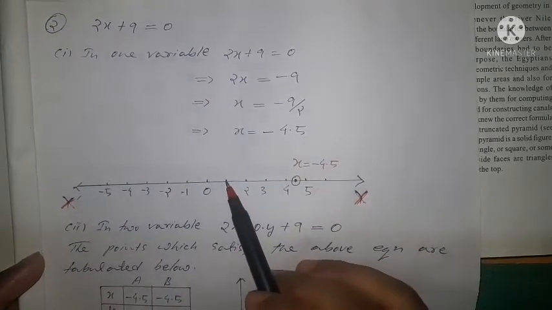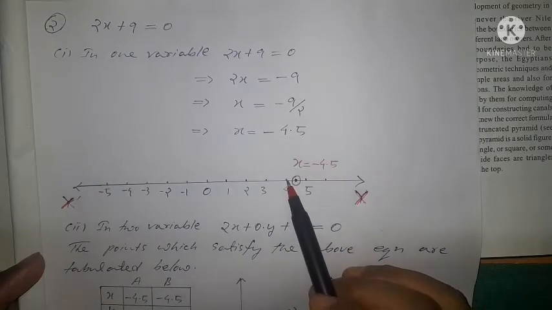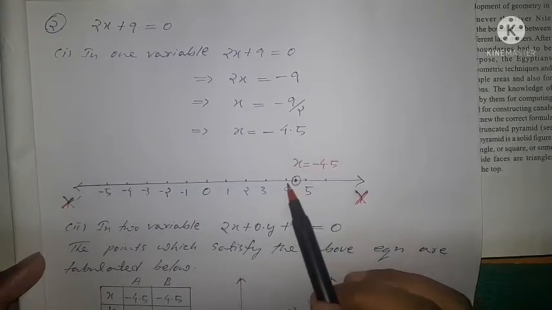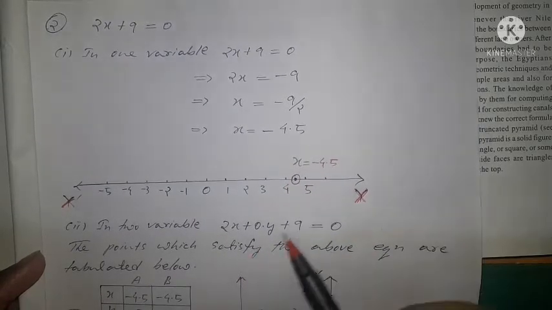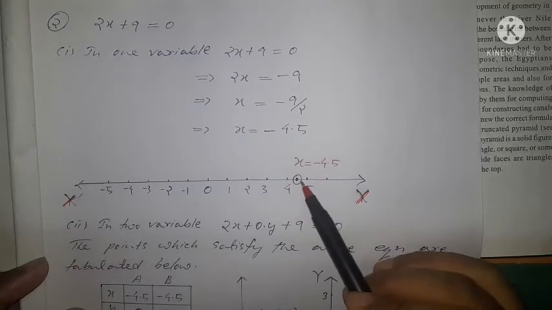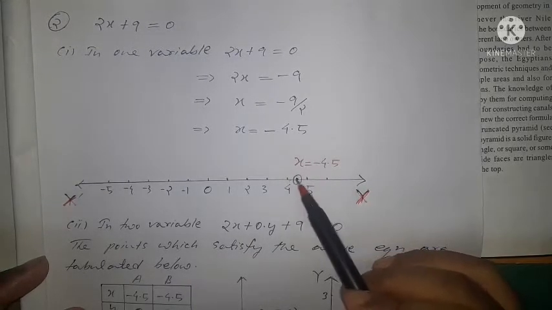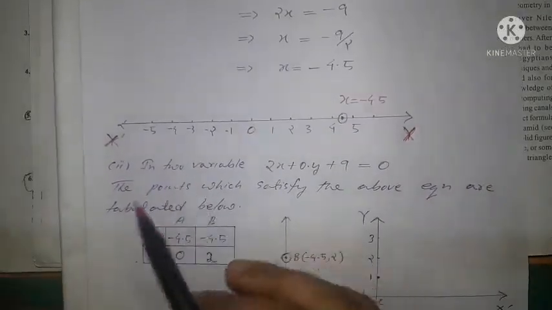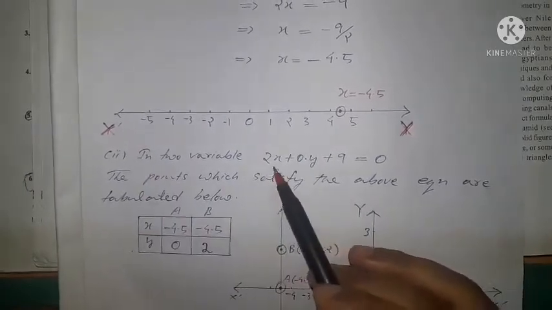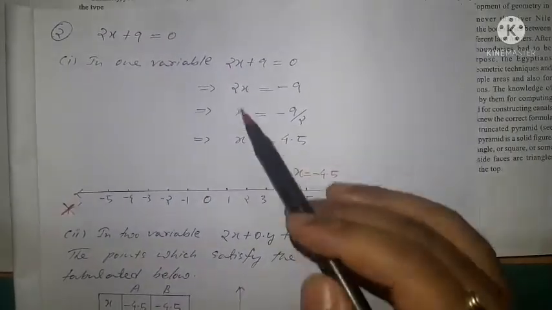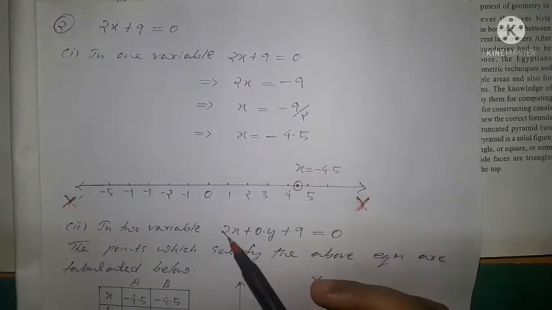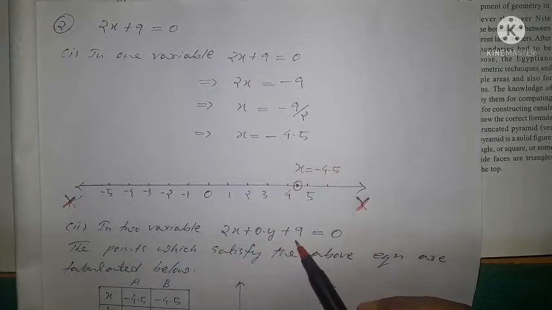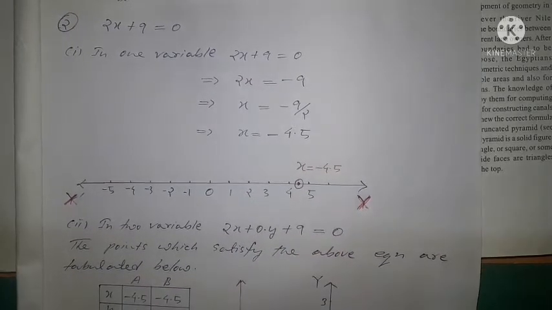As we can see, this is 1, this is 2, this is 3, this is 4, and this is 4.5, which is in the middle of 4 and 5. Here we have taken 1 centimeter as the unit, so 0.5 will be 5 millimeters. Now in two variables we can rewrite this equation since y is not there. So we can write it like this: 2x plus 0 into y plus 9 is equal to 0.